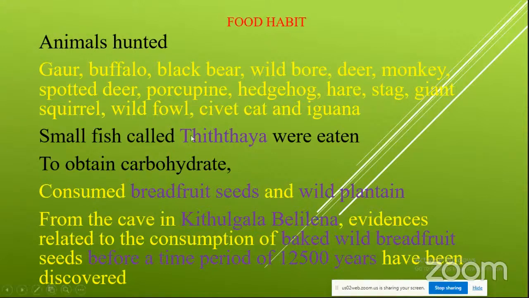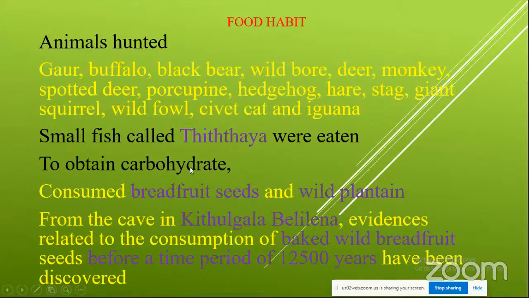They also used some inland fish. They were known as tithya. Tithya is a very small type of fish living in wet zone reservoirs. They ate this tithya as a food item because they wanted to fulfill their protein needs. We know that fish is full of protein. To fulfill the protein need, they used tithya.